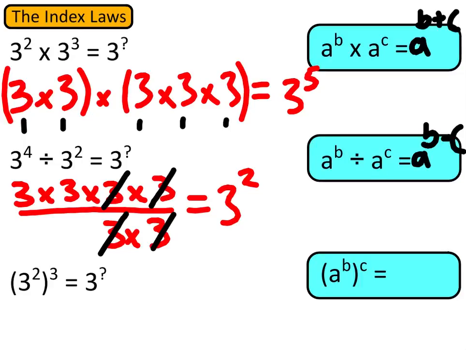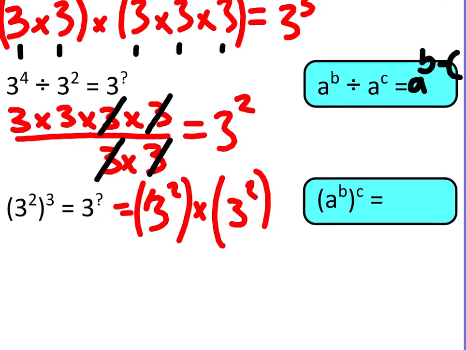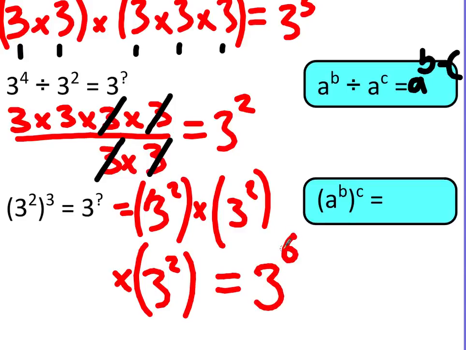So what does that look like? Well, it's going to be 3 squared times 3 squared times 3 squared. Now, if you think of each 3 squared as 3 times 3, how many 3's have I got in this? Well, I've actually got 6, haven't I? 3 times 3 times 3 times 3 times 3 times 3. So that is going to be 3 to the power of 6.